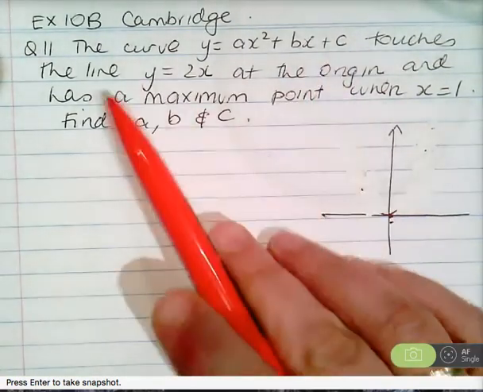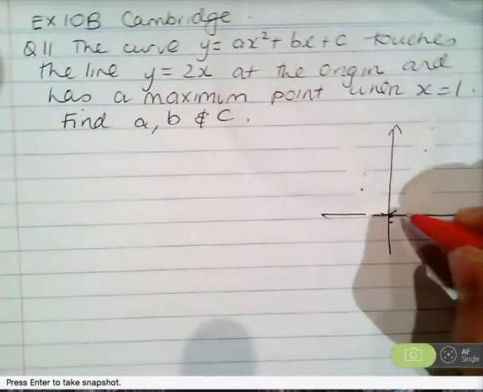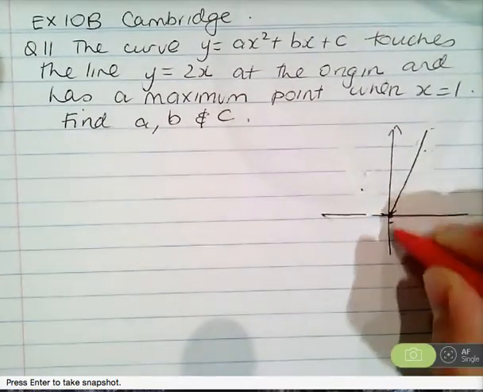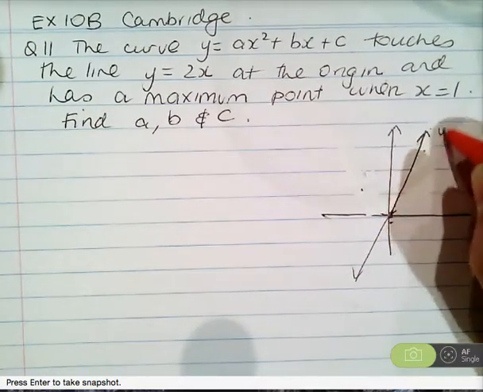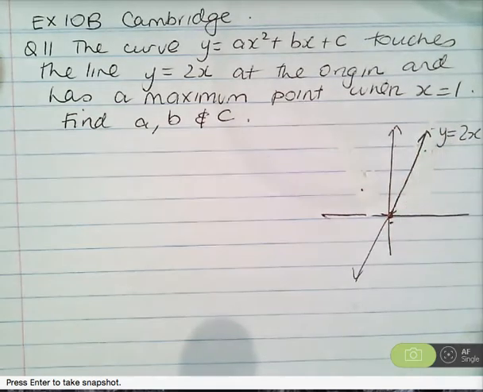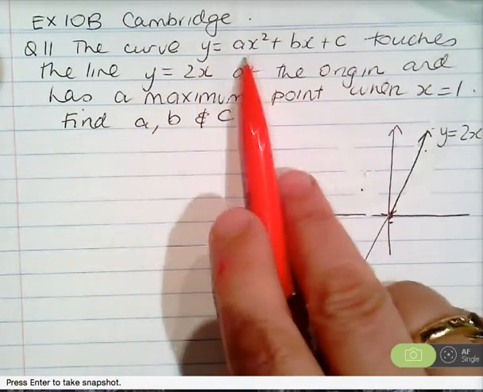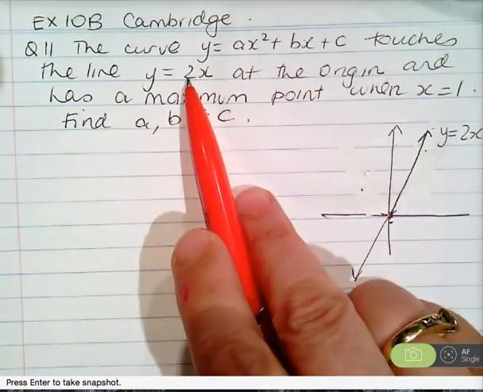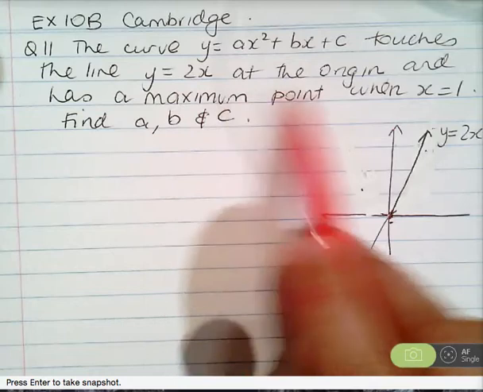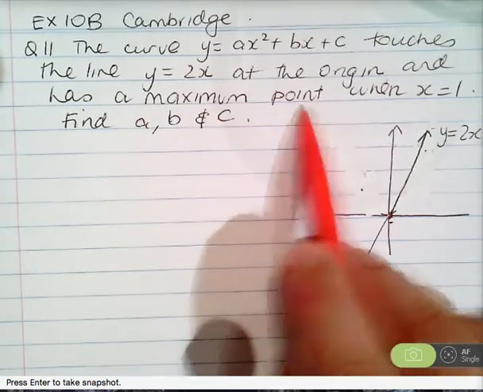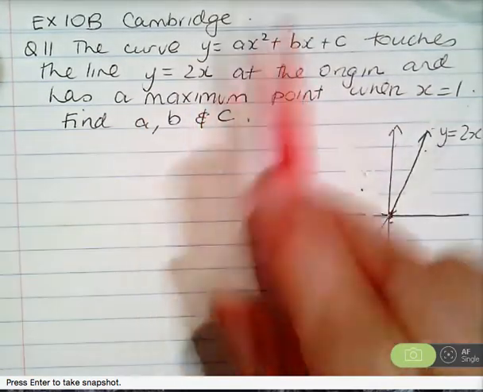So this curve touches the line y equals 2x at the origin. All I'm going to do at the moment is draw the line y equals 2x, okay? So that parabola also, it says that curve, which is a parabola, touches this line at the origin, and it's saying that it has a maximum point when x is 1. Obviously, it's referring to the parabola.